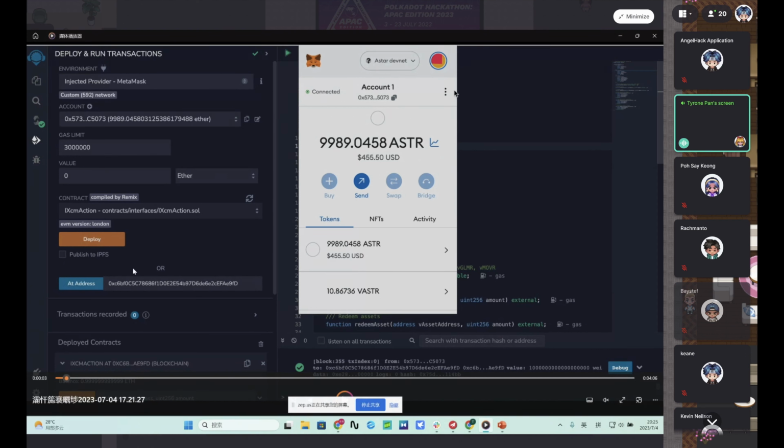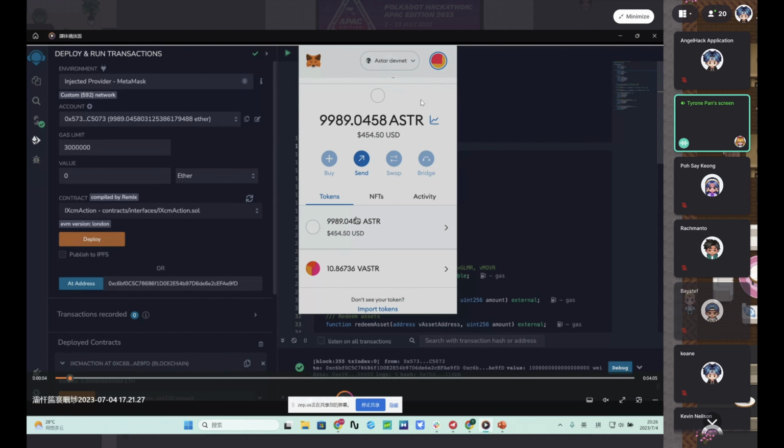Okay, and below there are some functions we can keep going with. We are connected with MetaMask. There are some assets of ASTR and vASTR, so we can see the numbers of these assets, and then we can see how it interacts with the minter and the redeemer after the execution.